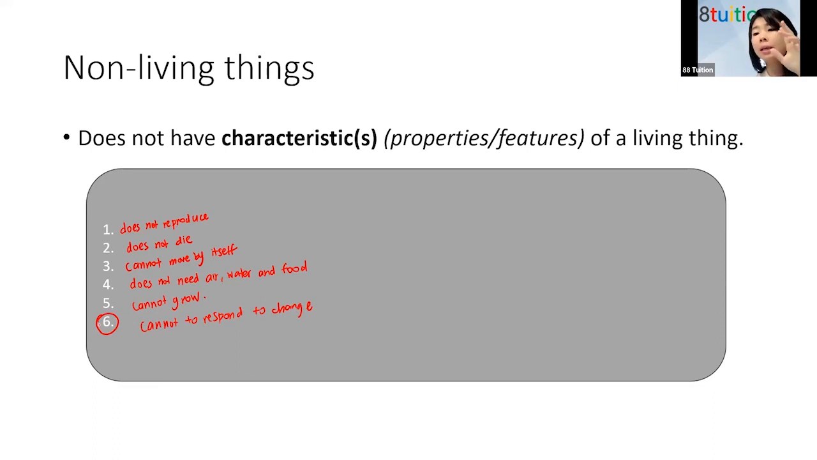All right, so please remember, as long as something does not have one characteristic of a living thing, it is considered a non-living thing. Okay? So as long as something does not have one of these characteristics, it is a what? Listen to my question. As long as something does not have one of these characteristics, it is considered a non-living thing. Good. Okay?